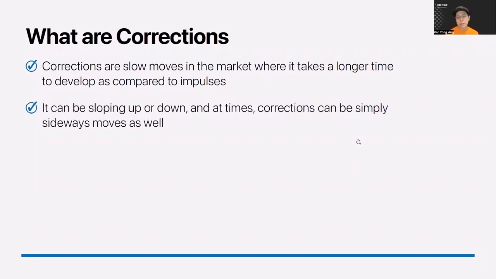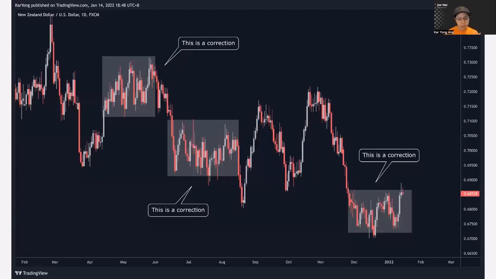So again, same thing here. It doesn't matter the direction. A correction can be sloping up gently. It can be coming down slowly. It can be going sideways. Again, we are not so particular with the direction. We are more particular with how price is doing, how price is developing. So let me give you some examples again.